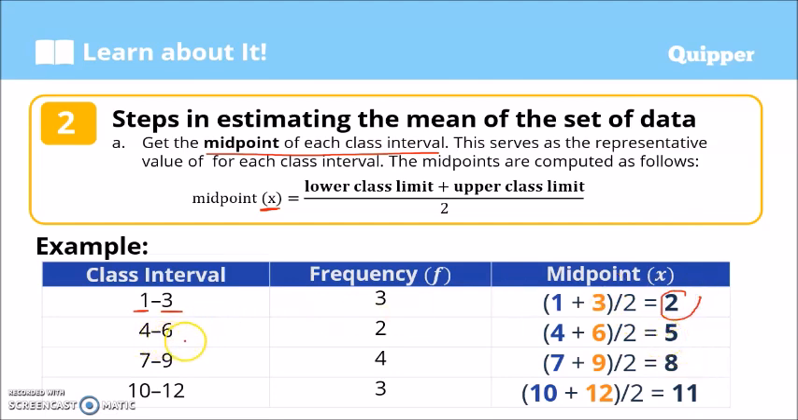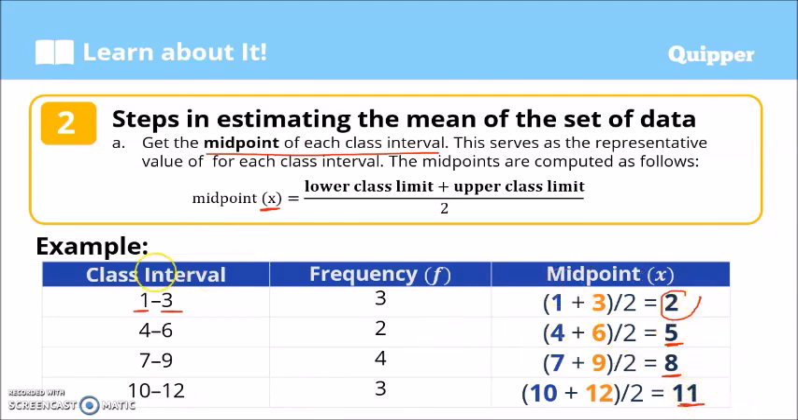We have here 4 to 6. So, i-add lang natin si 4 at saka si 6. So, 4 plus 6 equals 10 divided by 2 and that is 5. So, the midpoint is 5. Here, we have 7 plus 9 that is 16 divided by 2 that's 8. So, the midpoint is 8. 10 to 12. So, 10 plus 12 that is 22 divided by 2 that's 11. So, ang midpoint ay 11.